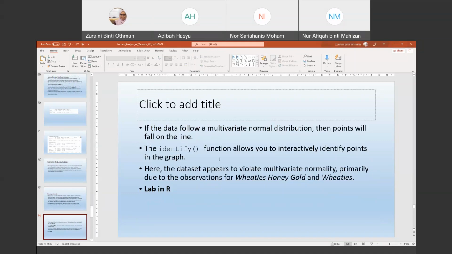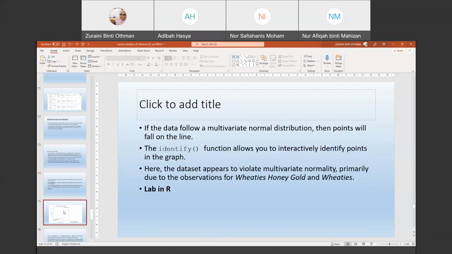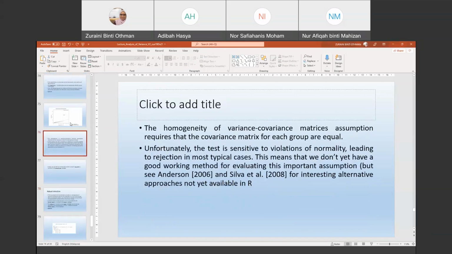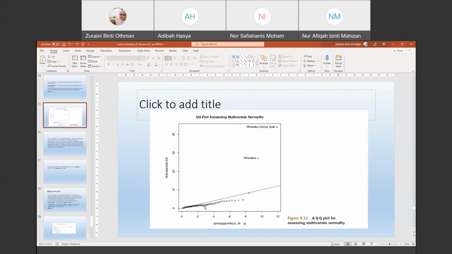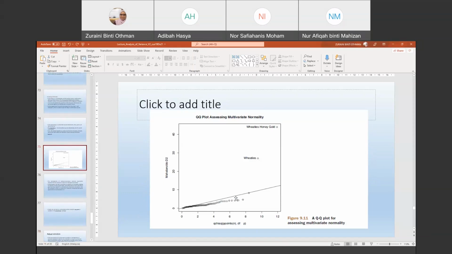Then the identify function allows you to interactively identify points in the graph. Here the data set appears to violate multivariate normality primarily due to the observations of Wheaties, Honey Gold and Wheaties. Okay. Then we do it. So, kita tengok nampak tak kat sini? Dia punya data tu dia lies on the line. Okay. So macam mana kita nak access benda ni? Okay. So look at our R.